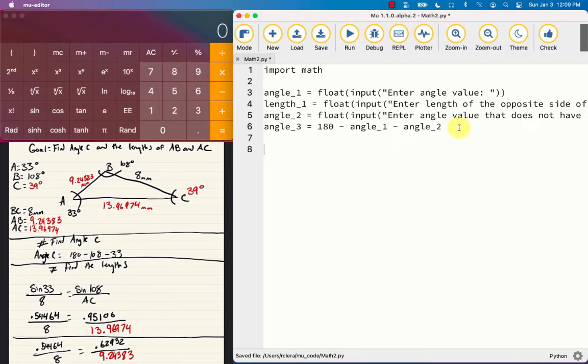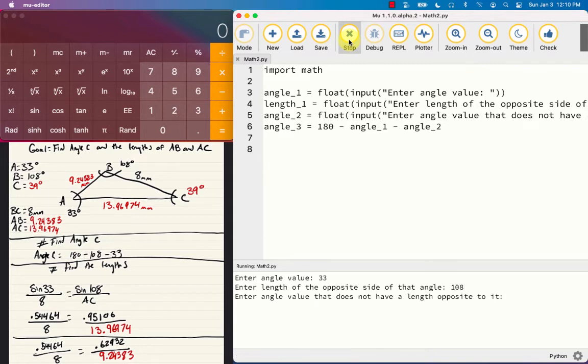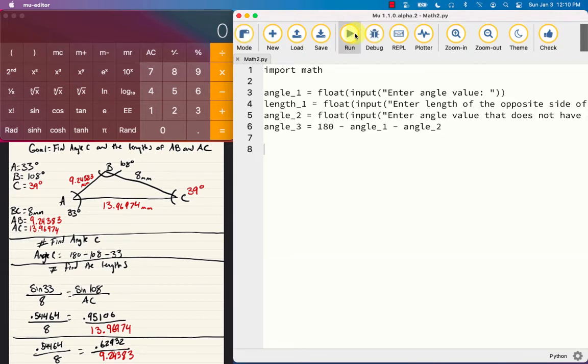Okay. And let's go ahead and test this. Run, enter angle value, 33, 108. Whoops. All right, let's do 33. The length of the opposite side is 8, and then this is 108. Cool. And let's just test angle3, and we get 39, perfect. So no errors. I always recommend that while you're writing a script, just take a moment and run it, just to capture any syntax errors, some little small things.